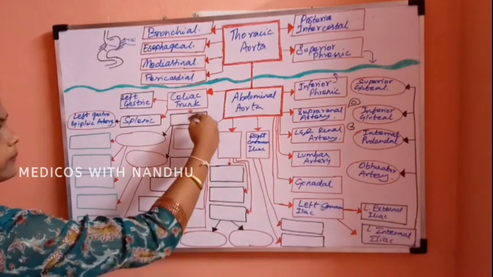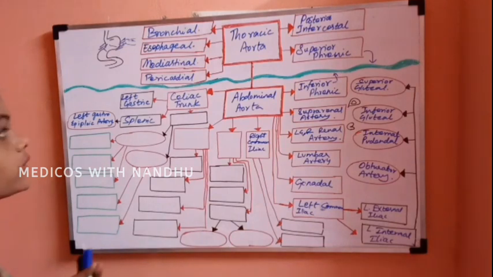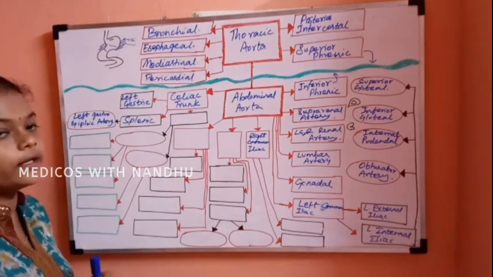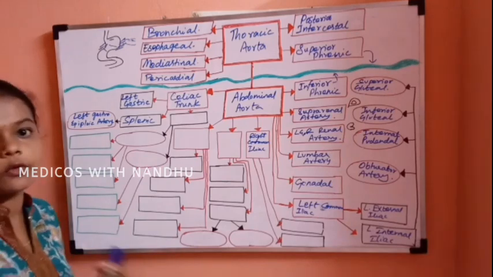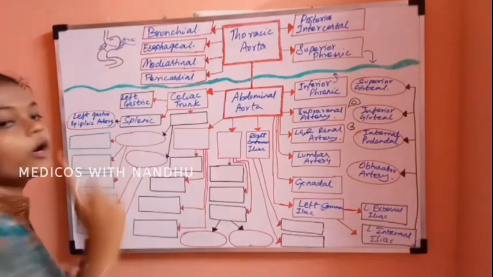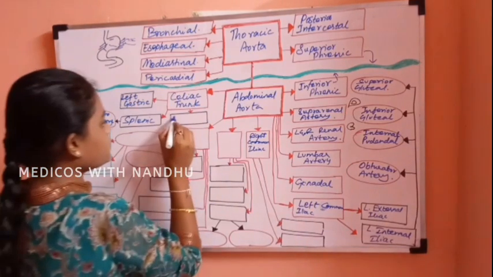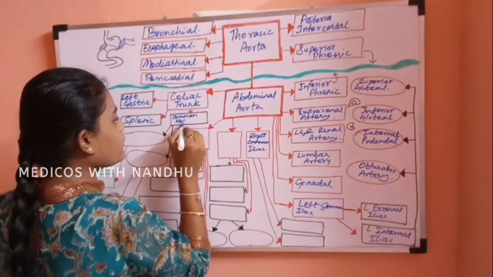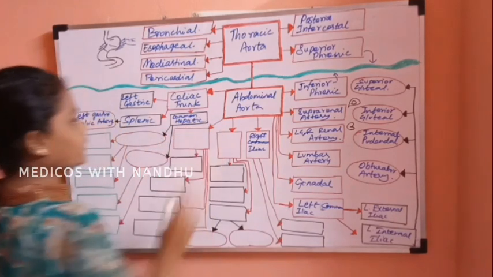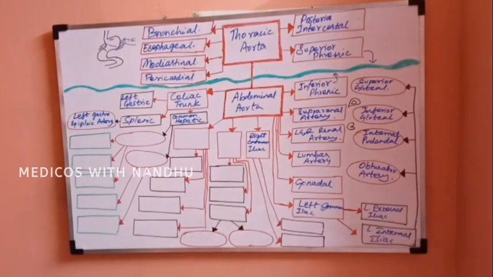Next, the celiac trunk supplies another artery. This artery is called the common hepatic artery. Okay, it has to supply the liver, right, so it is called the common hepatic artery. Further, the common hepatic artery has many branches.